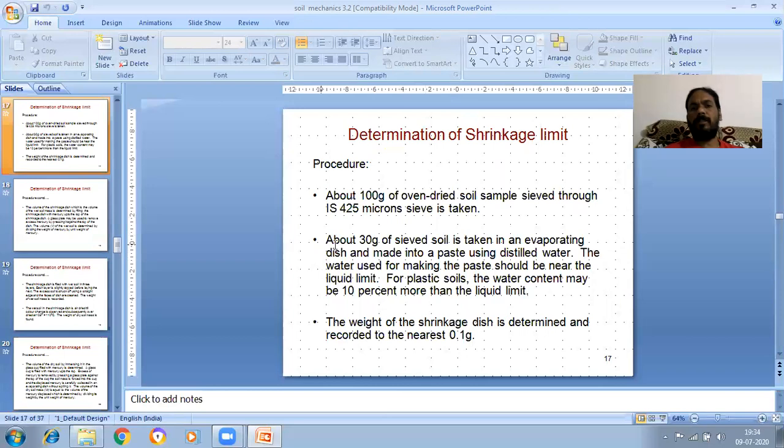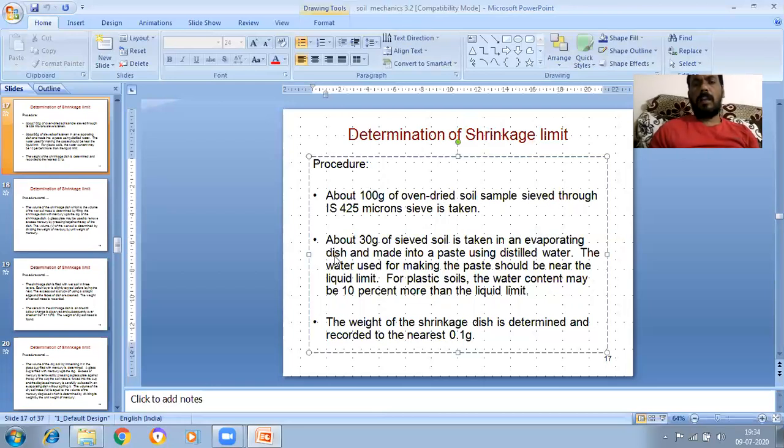First point. About 100 grams of oven dried soil sample, sieved through the IS 425 micron sieve, is taken. Similar to the liquid limit test and plastic limit test, we need to take the soil sample which is passing through the IS 425 micron sieve. How much? Approximately 100 grams of the soil sample we need to take.